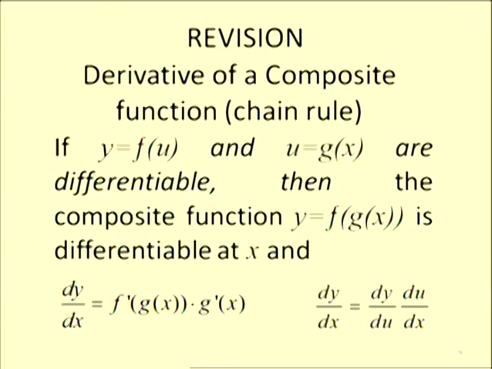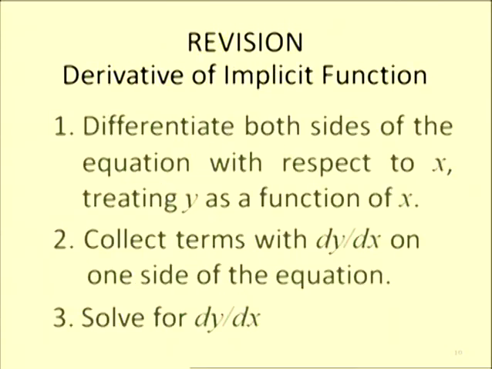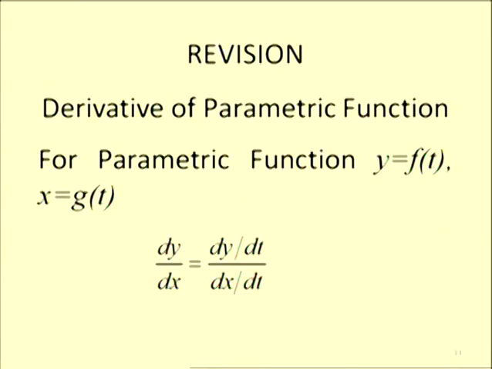Also we have the chain rule, that is the derivative of composite function, and we have the derivative of implicit function, in which we differentiate directly the equation given to us, then we separate dy by dx in order to get the derivative. Then we have seen derivative of parametric function, that is dy by dt upon dx by dt, where t is parameter.